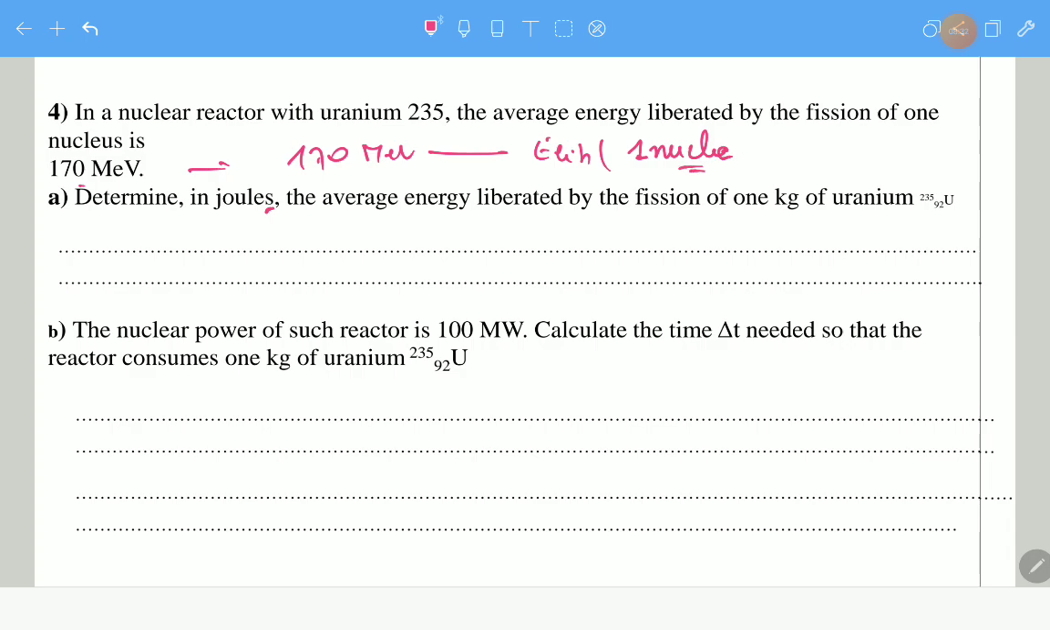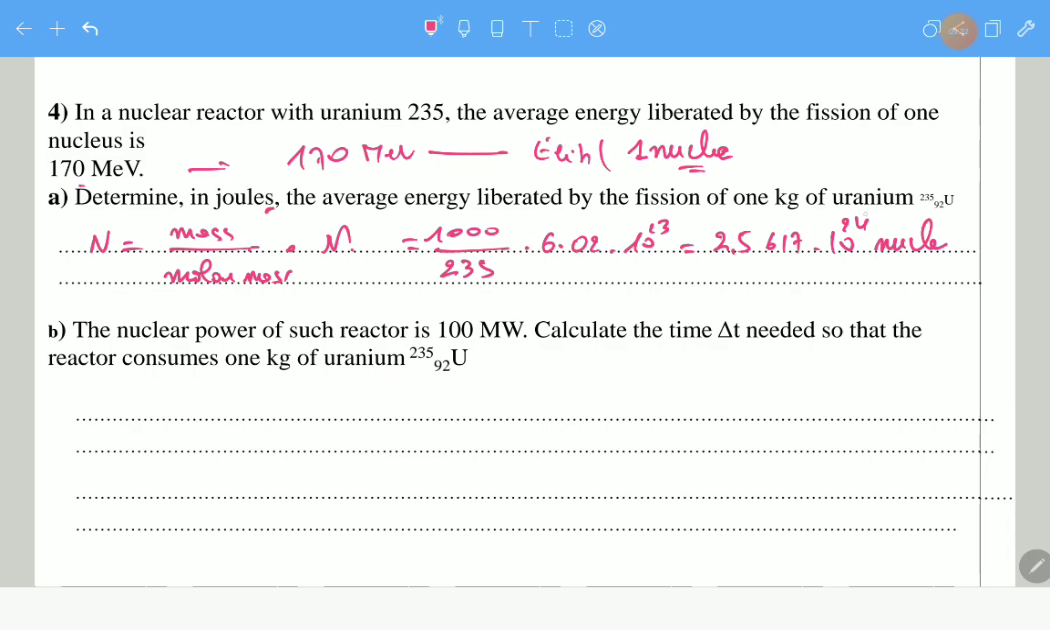Okay, so we can first compute the number of nuclei in 1 kilogram. This number is equal to the mass over molar mass, times Avogadro's number. 1 kilogram is 1000 gram over the molar mass of uranium-235, times Avogadro's number, which is 6.02 times 10 to the 23. From this, we find the number of nuclei is 2.5617 times 10 to the 24 nuclei. This is the number of nuclei in 1 kilogram of uranium.